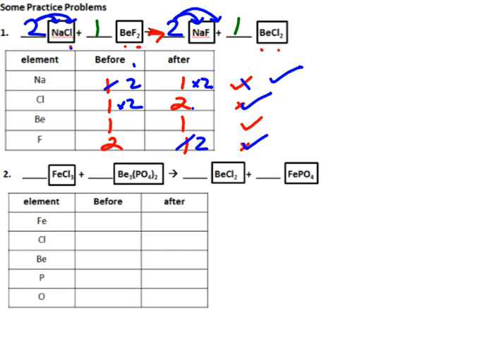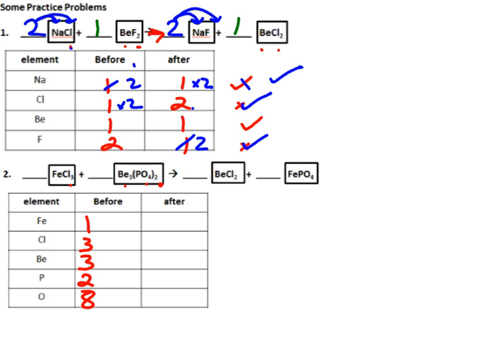First, counting to find out how many of each we have. No number after the iron means I have 1 iron. The 3 after the chlorine means I have 3 chlorines. The 3 after the beryllium means 3 berylliums. My P's and my O's in my phosphate group are in brackets. The little 2 means I have 2 groups of them. So 2 groups of P's is 2 P's. 2 groups of 4 oxygens is 8 oxygens.